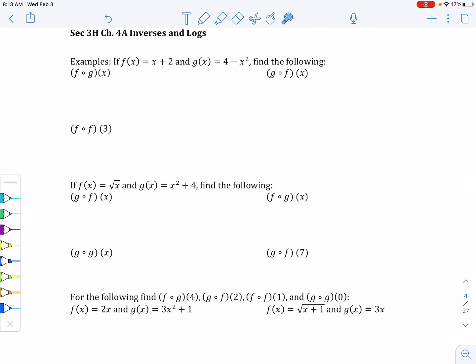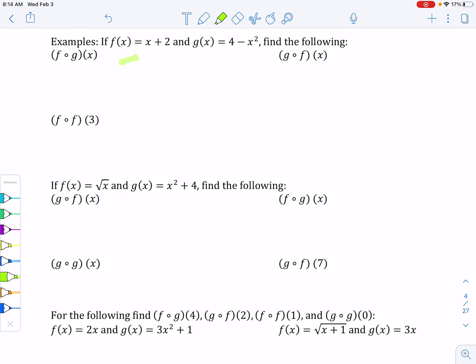So for example, if we have the equation f of x equals x plus 2, and we have g of x equals 4 minus x squared, when I want f of g of x, we're really thinking, okay, we want f of g of x like this. I like to rewrite it like this because it seems more obvious that the g of x is the input. So I'm going to put g of x as the x value for our f of x.